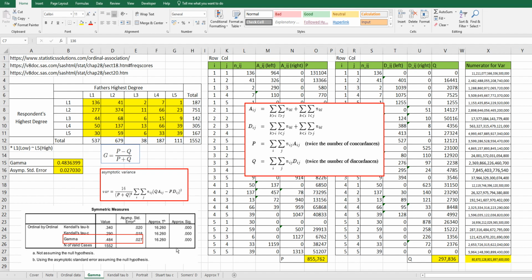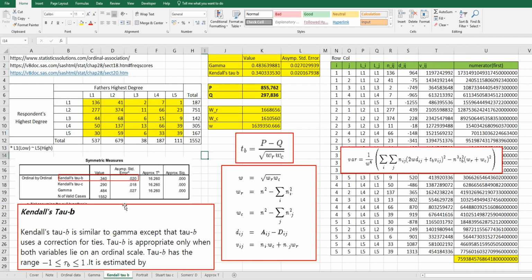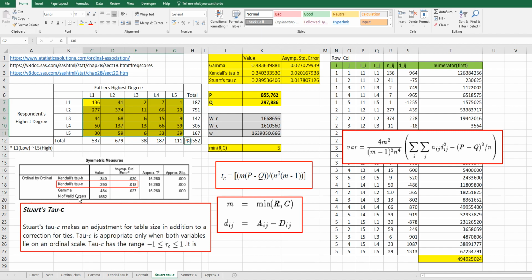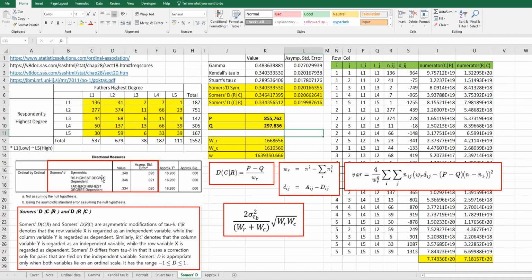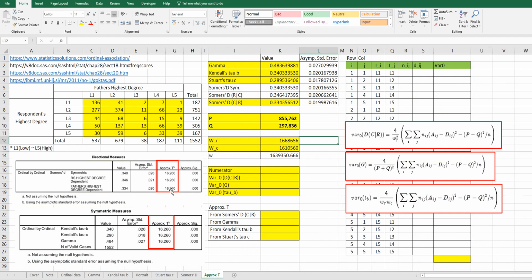In the previous videos, I showed you how to calculate gamma statistic, Kendall's tau B, Stuart's tau C, and Somers' D. But I haven't explained how to calculate approximate t-value. The approximate t-value related to those ordinal association measurements is the same. So I want to show you how to get these numbers in this video.